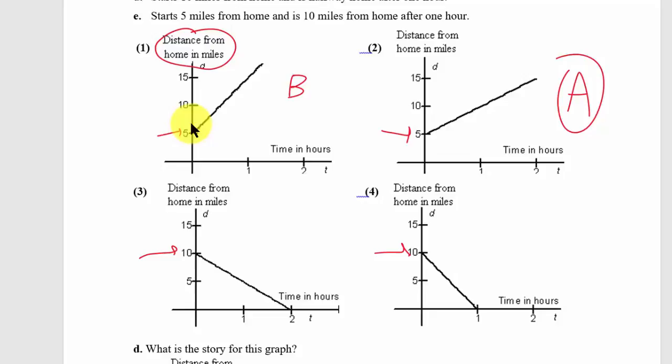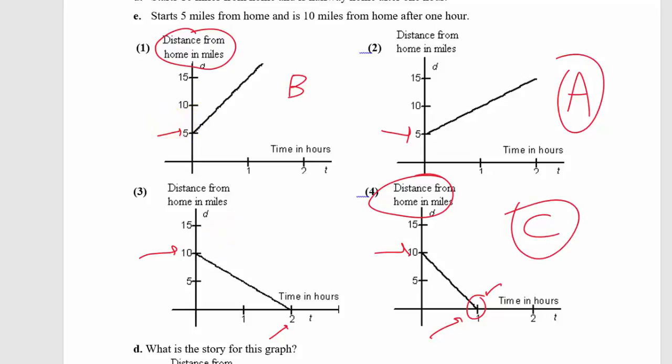And 1 hour later, I'm home. So that means after 1 hour, my distance from home should be 0. So notice this one, it takes 2 hours for me to get home, where graph 4, I'm home in 1 hour, right? Because my distance from home would be 0 if I'm at this point. So letter C would be graph 4.